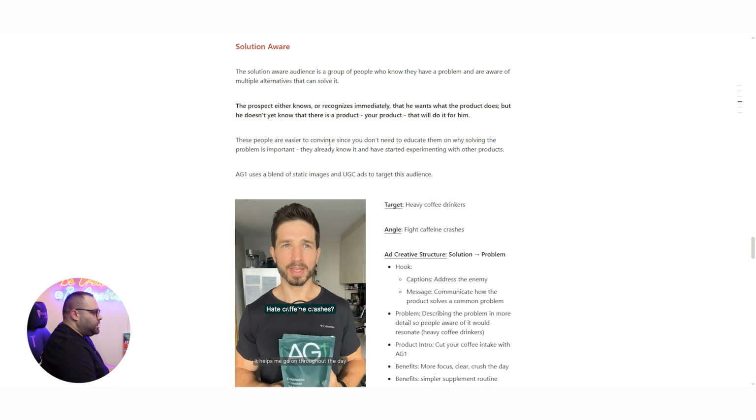Now, solution aware, okay? So the solution aware audience is a group of people who know they have a problem and are aware of multiple alternatives that can solve it, okay? Again, you don't need to have presence in all of these 5 stages. You need to understand in which of these stages you need to focus more, okay?